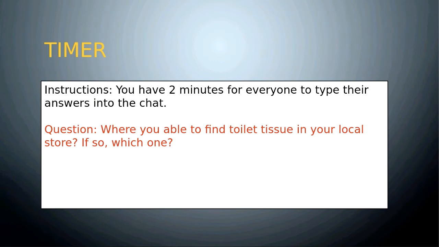We're going to pretend that we have the timer displayed, and go ahead just for fun and type in the chat the answer to my question: were you able to find toilet tissue at your local store? If so, which one? And you don't have to, but it would have been a little fun tool had the timer been able to work in this session today, given our recent toilet paper shortage.